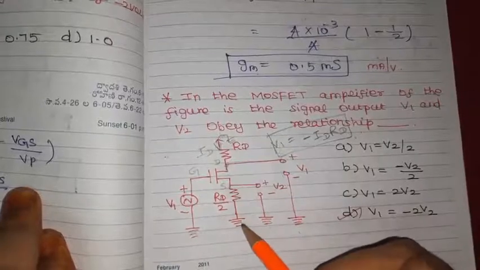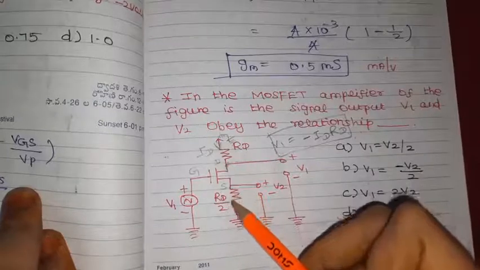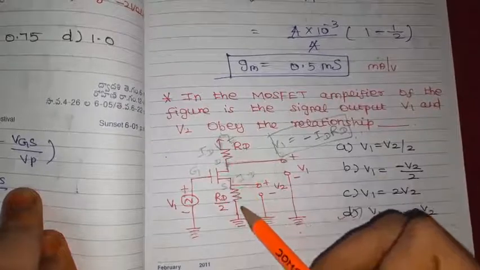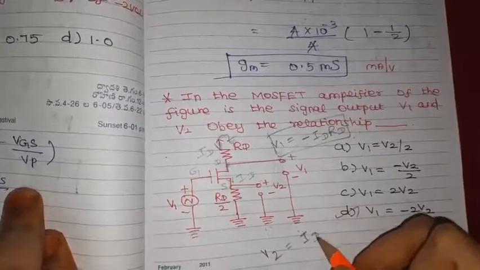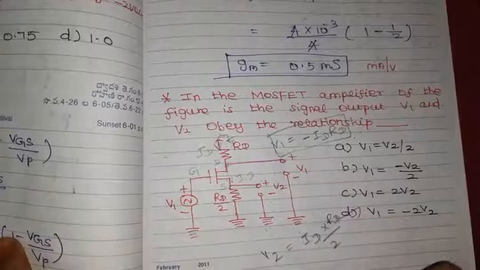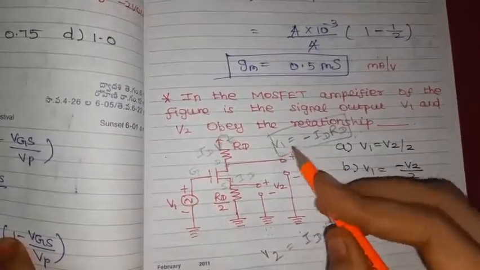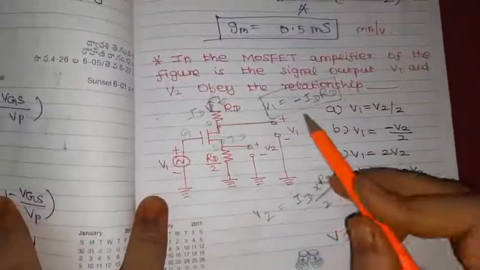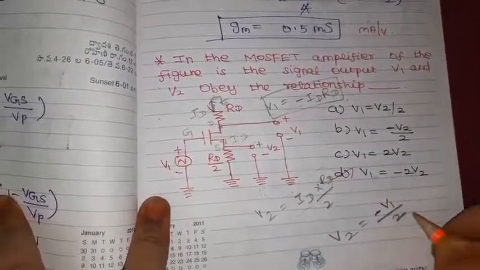From the source terminal to ground terminal is V2. Here there is no other terminal, so the same current will flow through this terminal also. ID. So V2 is equal to ID into the resistance, RD by 2. So V1 and V2. In place of IDRD, we can place minus V1, right? V2 is equal to IDRD by 2, which is nothing but minus V1 by 2. So V2 is equal to minus V1 by 2.